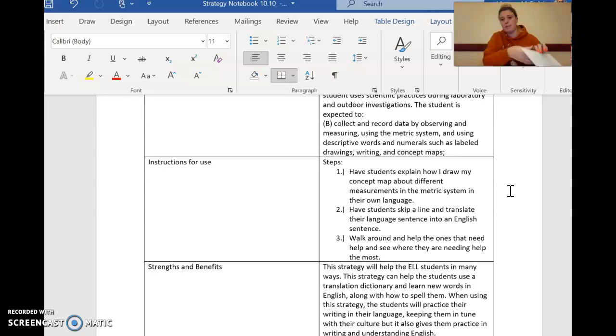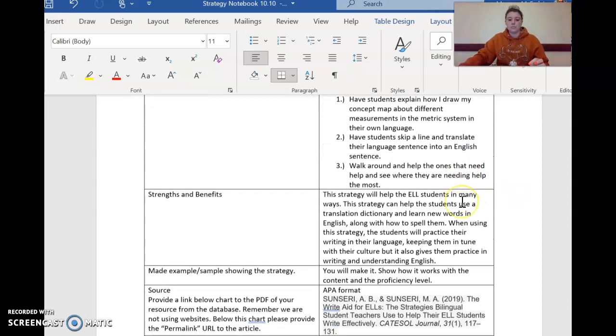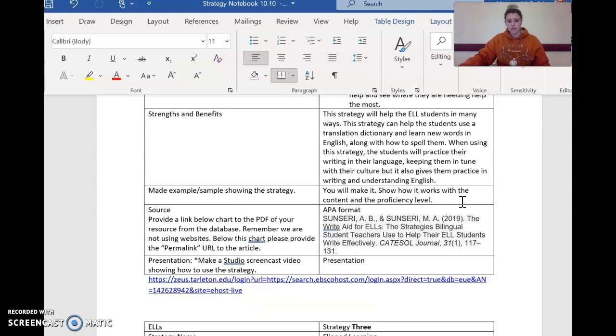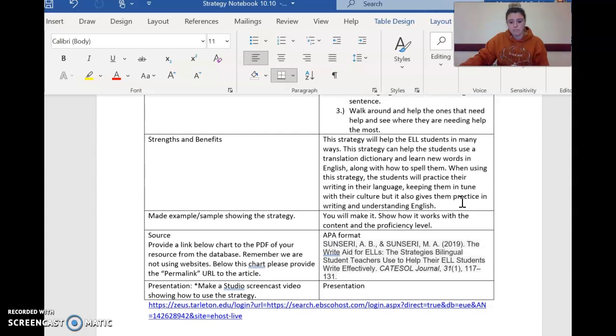After we draw the concept map, these students are going to write down their observations and what they learned from the concept maps in their own language, and then they're going to skip a line and translate it into English. This is going to give them the opportunity to use an English and Spanish dictionary along with the translation dictionary. And I'm going to help the students that need help on translating. So they are going to do that, and that will be their whole activity for this one.